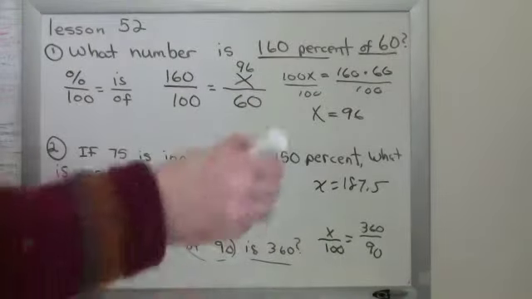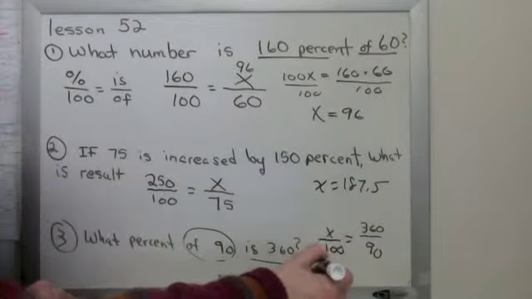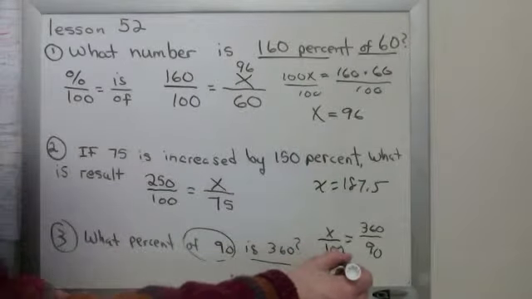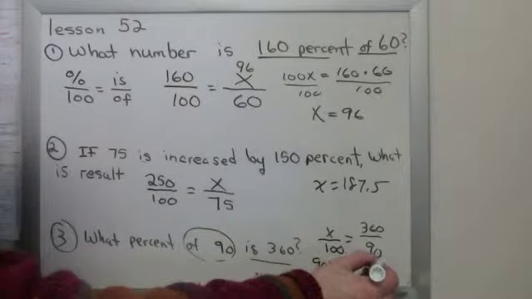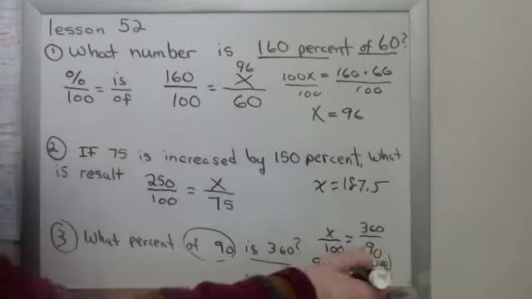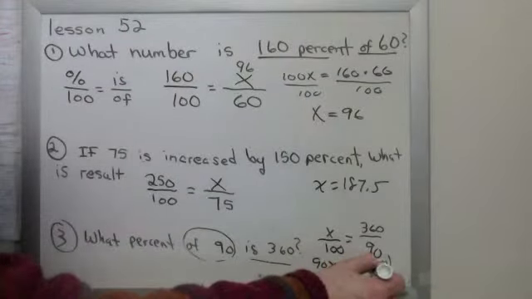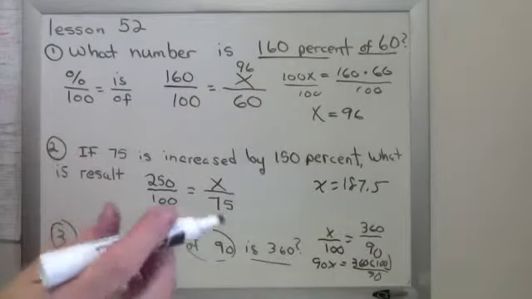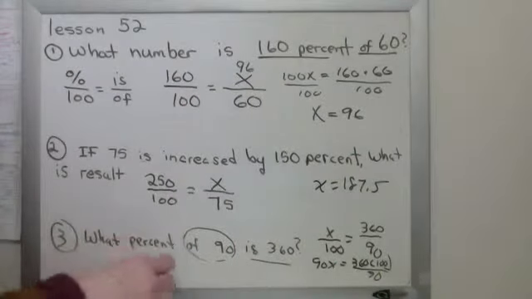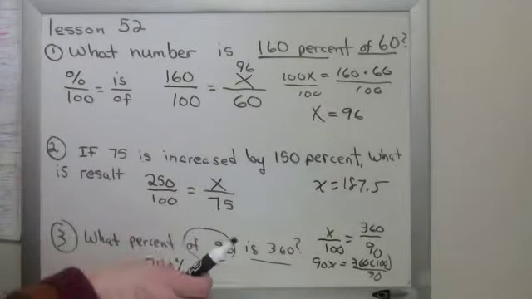So again, do the cross multiplying. So you get 90x equals 360 times 100. And then to solve it, I'm going to divide by 90. And when you do all of that work, you should get the percent to be 340%. So I think you can probably do the homework now.